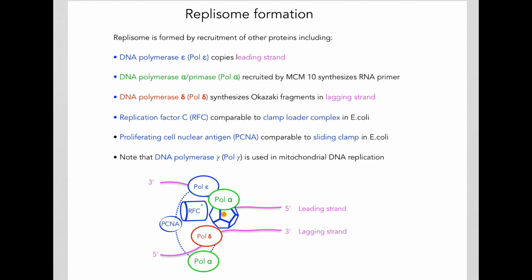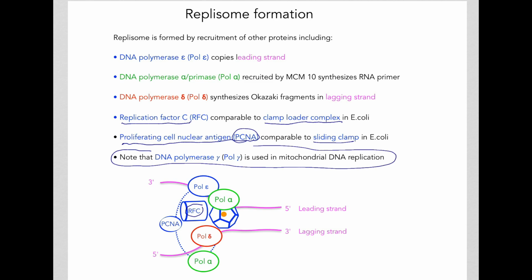The protein RFC, which is replication factor C, is comparable to the clamp loader complex in E. coli. This protein will load clamps, and these clamps are called proliferating cell nuclear antigen or PCNA. That's comparable to the sliding clamp in E. coli. Note that, and we'll talk about this in the next video, there is another polymerase called polymerase gamma or Pol gamma. This is used for mitochondrial DNA replication.